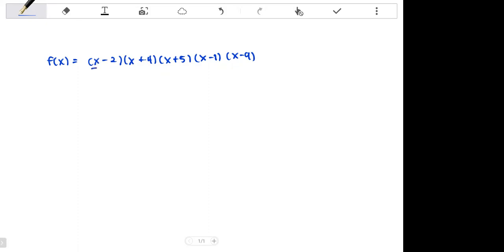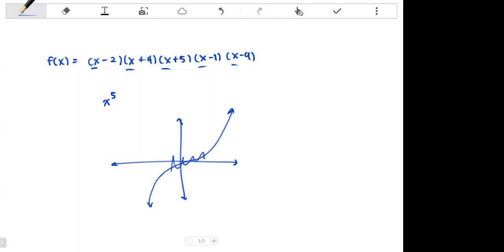Degree is basically the highest term, x, right? So our highest degree is going to be x to the 5th. We don't know what the graph looks like, but we do know it's going to look something like this. In the middle, anything can happen, but we know the end behavior is going to go positive forever and negative forever, because this is an odd term. Does that make sense?